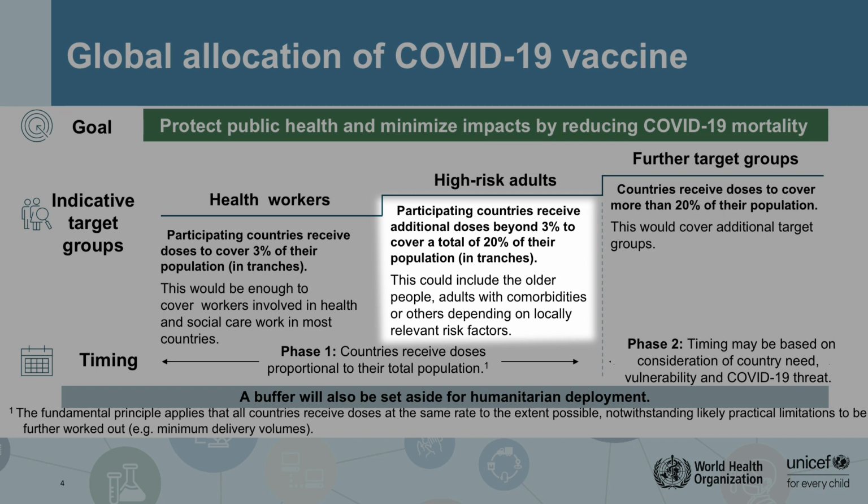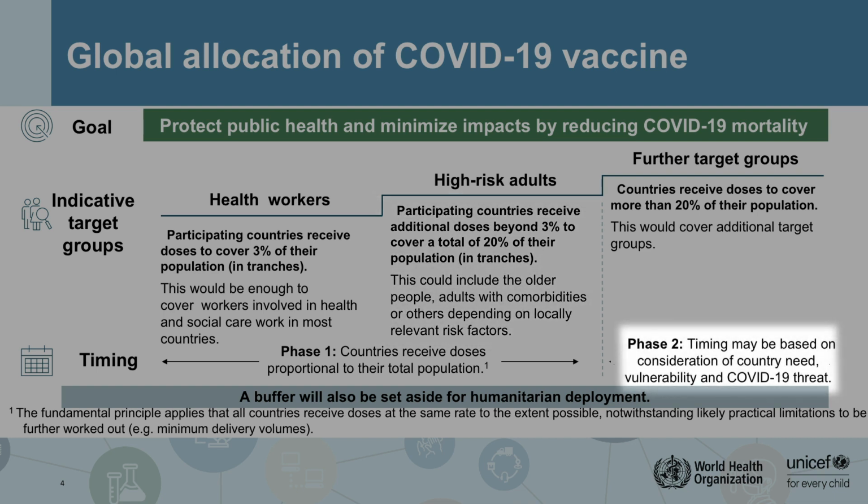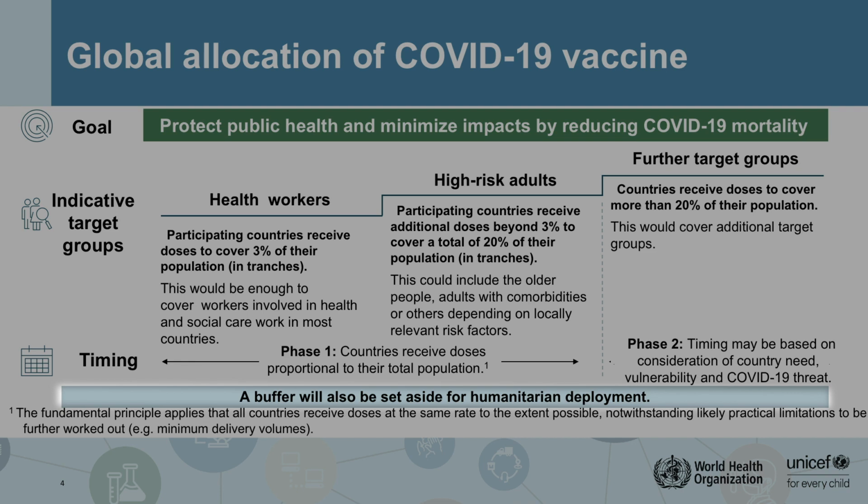In Phase 2, participating countries will receive additional doses to cover more than 20% of their population. The timing of Phase 2 will depend on country need, vulnerability, and COVID-19 threat. Furthermore, a buffer of vaccine will be set aside for humanitarian deployment.